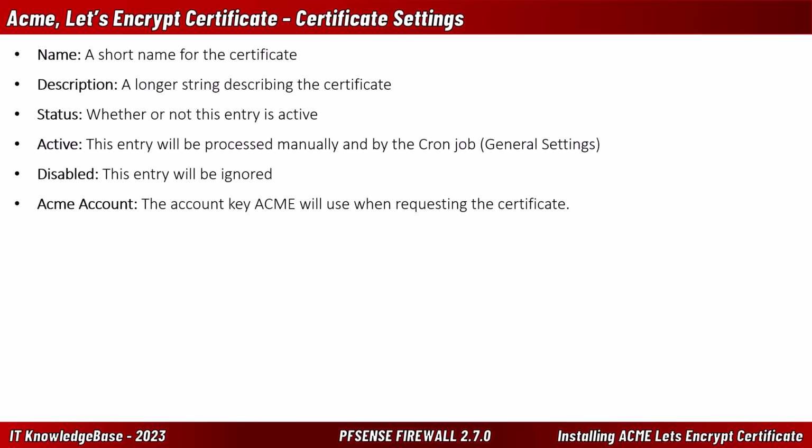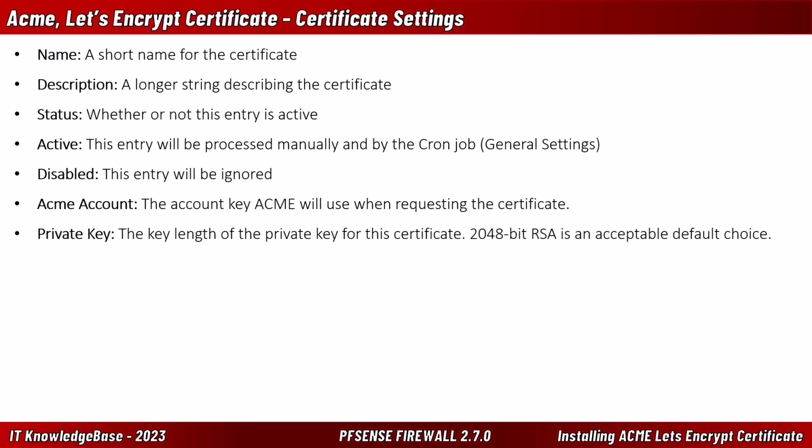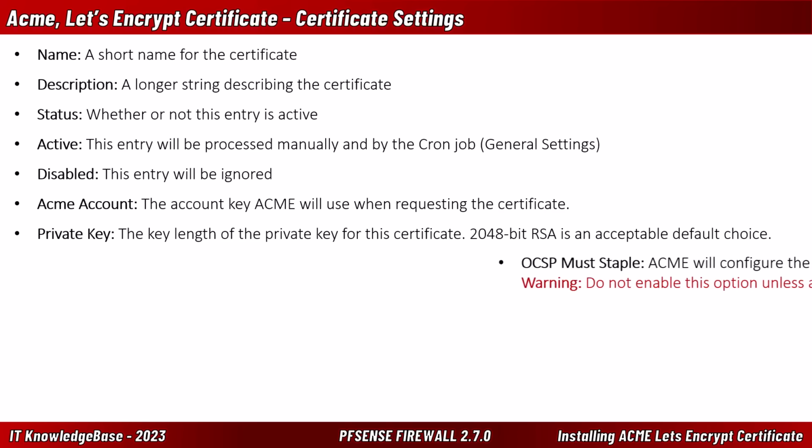ACME account: the account key which we created earlier in the account key settings, which ACME will use when requesting the certificate. We have to create account key settings first because we have to provide it here in the certificate settings. Private key: the key length of the private key for the certificate may be either RSA or ECDSA in several predefined sizes. Select custom to manually enter a private key generated elsewhere. 2048-bit RSA is an acceptable default choice, but larger keys are more secure.